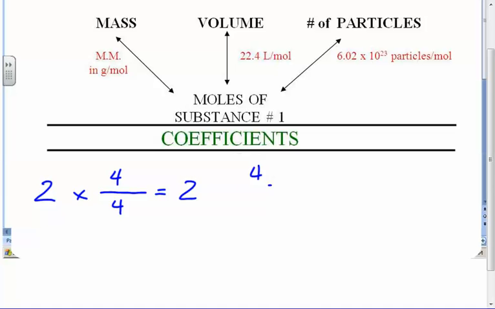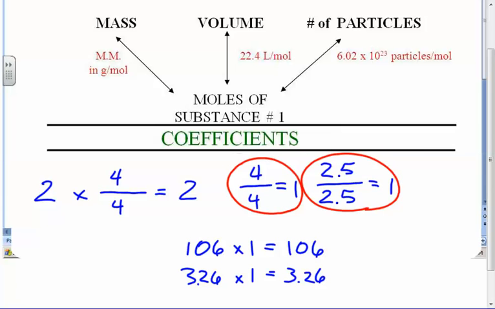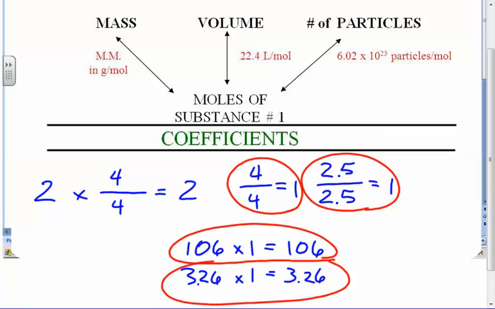And the reason is because any number that is divided by itself, no matter what that number is, is equal to 1. And any number times 1 is equal to itself. 3.26 times 1 is equal to 3.26, and so on. So any value divided by itself is equal to 1, and any number multiplied times 1 is the same value that you started with. So that's really the foundation of this thing that we call dimensional analysis.